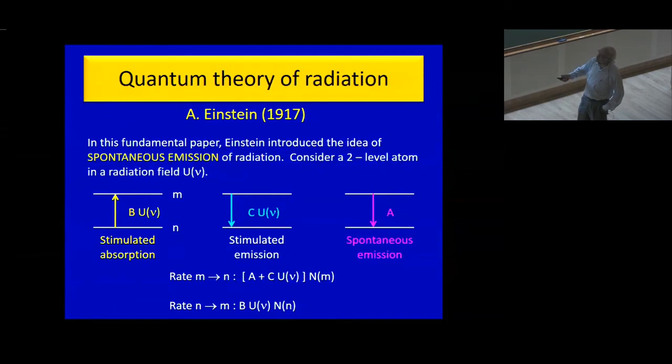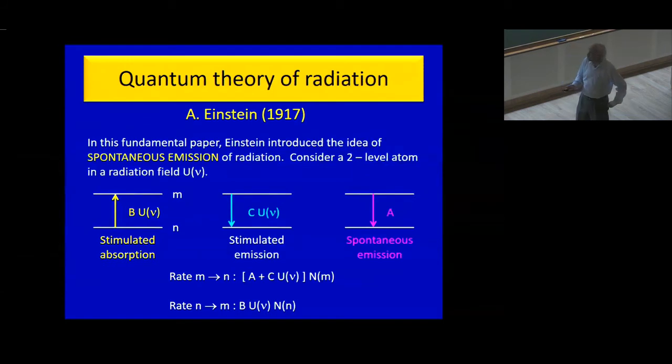Now, this radiation also tickles atoms which are in this upper level to jump to the lower level, and this is called stimulated emission. And this is what a laser or a maser does with supreme efficiency. So the rate of transition from the upper level to the lower level is the Einstein coefficient C multiplied by the number of atoms in the upper level N of M multiplied by the energy density U of nu. This is something that we had appreciated before Einstein wrote this paper.